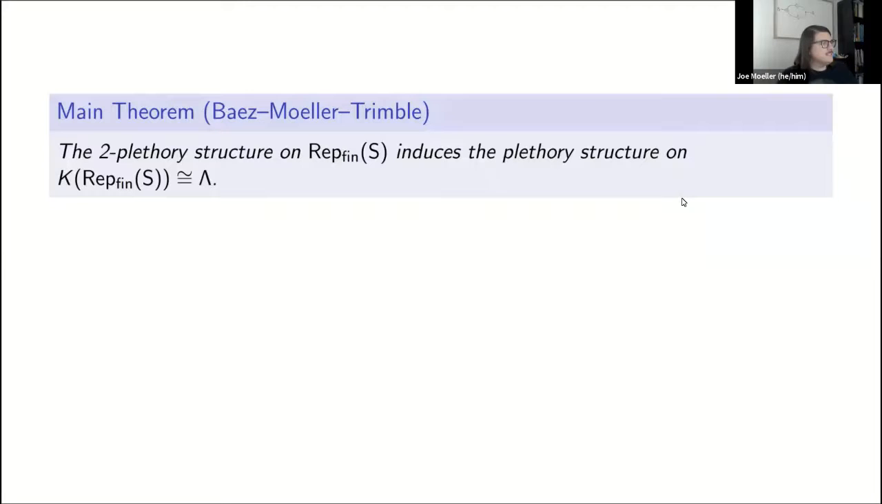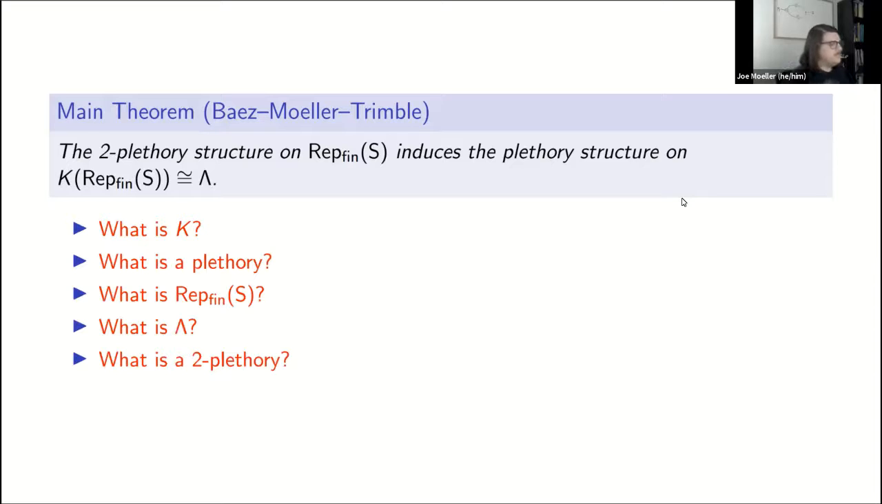So if you see this, I'm guessing that you have maybe 2 to 5 questions immediately, which are these, I think. So what is K? What's a plethory? What is rep fin S? What's lambda? And what's a two plethory? So basically the rest of my talk is going to be just answering these questions so that you can understand what this theorem is saying.